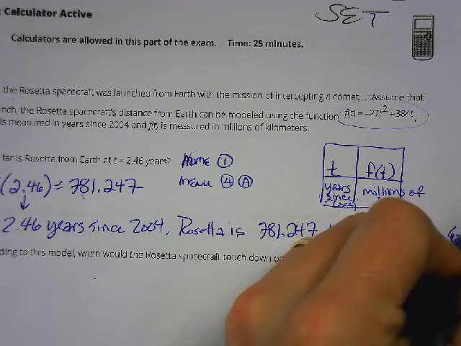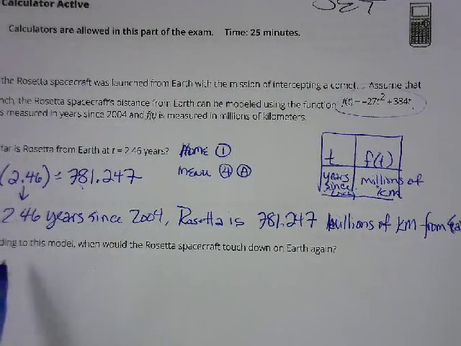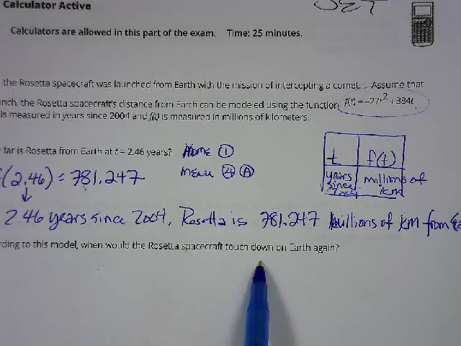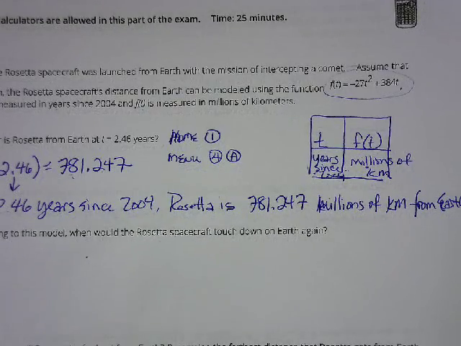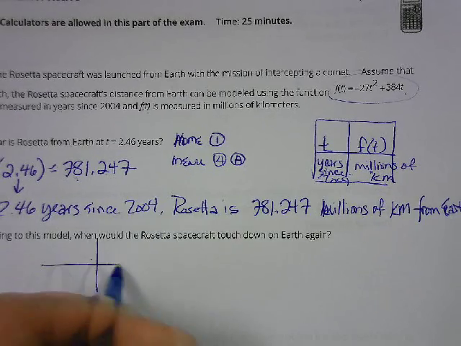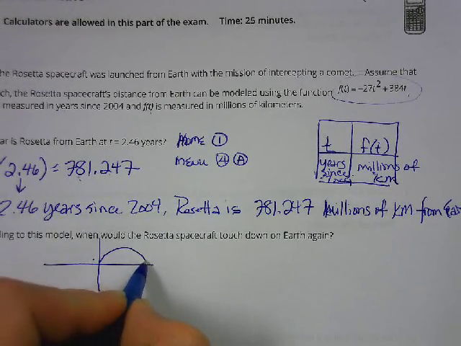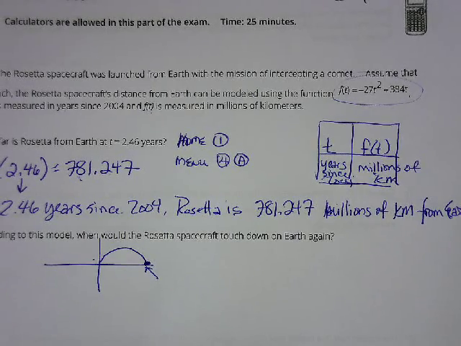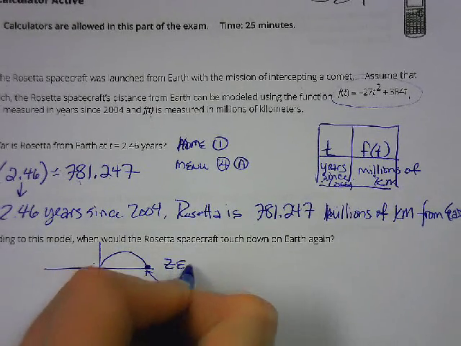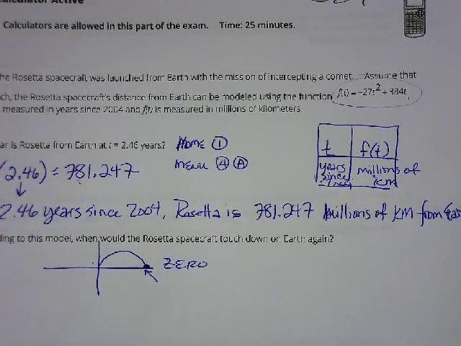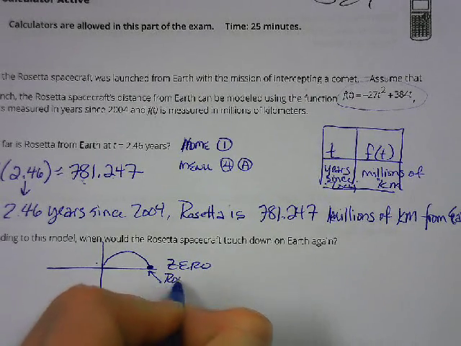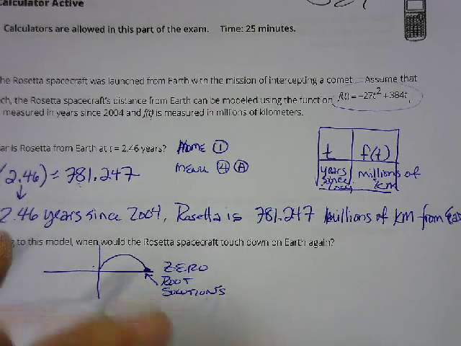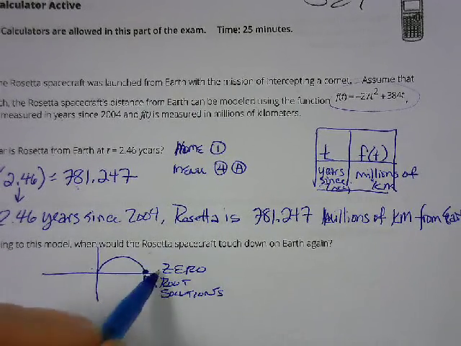Good deal. According to this model, when would the spacecraft touch down on Earth again? If you look back at the graph, it's a nice parabola like this, and what they're looking for is this point right here when the spacecraft touches back down. We call this a zero. This can also be a root. We also know them as solutions. They're going to give you whatever terminology, nomenclature, that they want. So we're just looking for that.